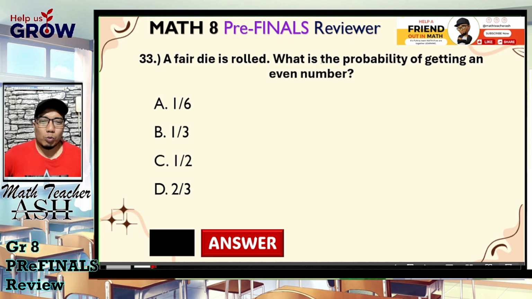A fair die is rolled. What is the probability of getting an even number? Is it A, 1/6, B, 1/3, C, 1/2, or D, 2/3? I'll give you 5 seconds to think about your answer.